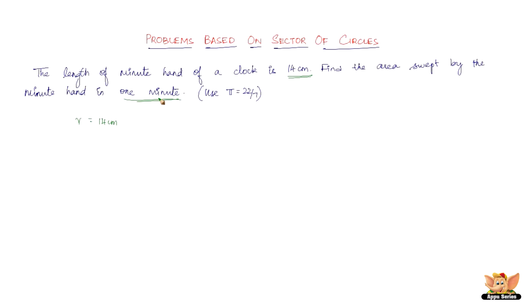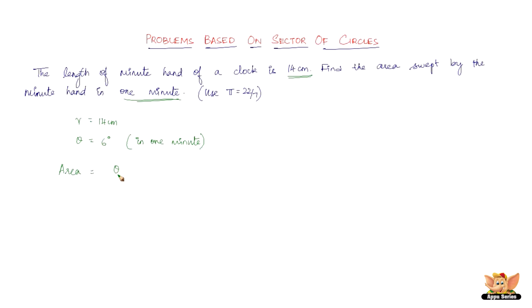Because in 1 minute, it rotates through an angle, or it covers an angle of 6 degrees, right? So we've got theta as 6 degrees, that is in 1 minute, because in 60 minutes, it is 360 degrees because it makes a circle then. So if it is 360 degrees for 60 minutes, it's going to be 6 degrees for 1 minute, right? So we've got R and theta. So now we just have to find the area. That's all, area of the sector.